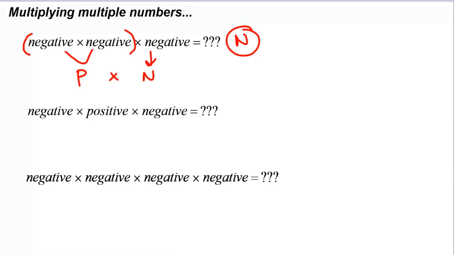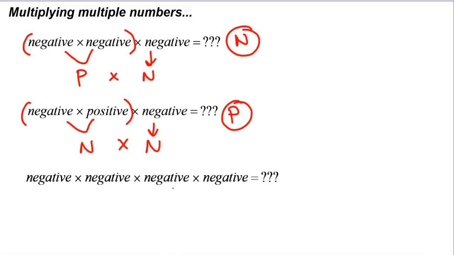Next one, negative times a positive times a negative. How is this one going to turn out? Well, you would think, well, signs are different, so it's going to turn out negative. Well, if I multiply 2 at a time, this negative times this positive is going to be negative, and then I have to multiply by this negative, and a negative times a negative, yep, that turned out positive. So we have to kind of group them 2 at a time and apply those rules when we're multiplying more than 2 integers at a time.